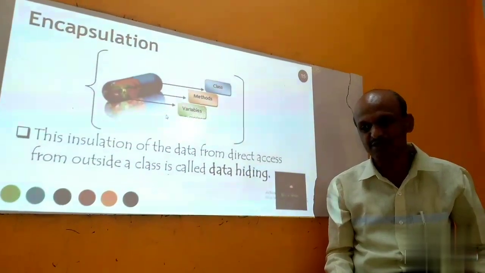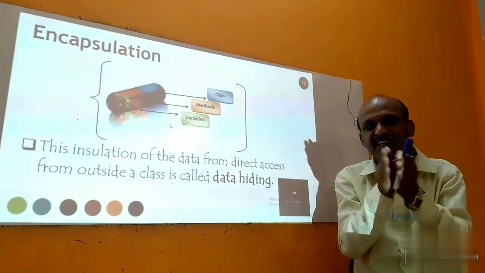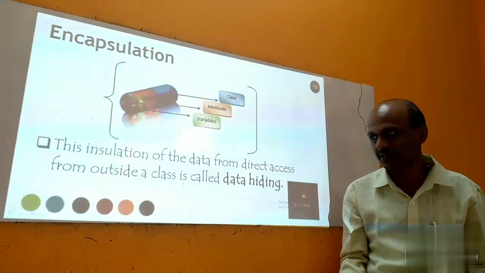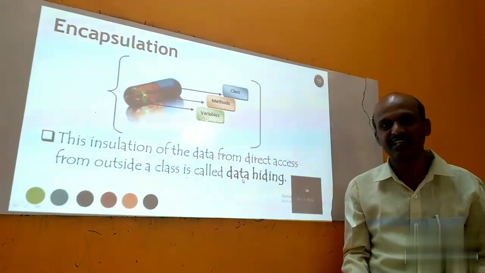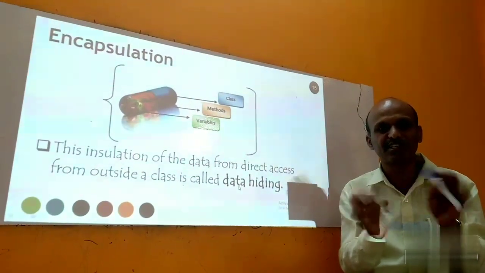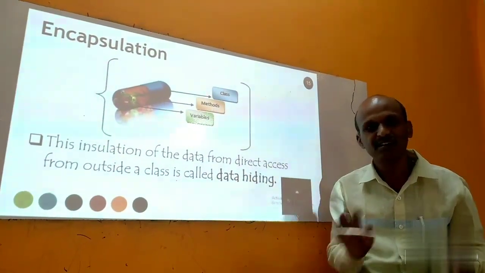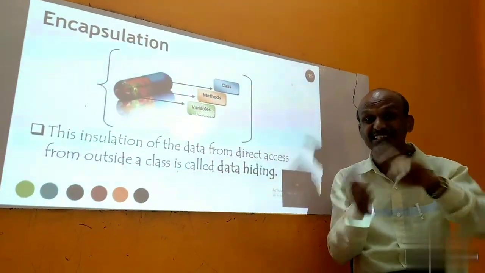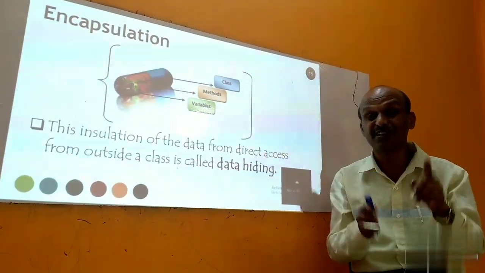But what is encapsulation? It is binding things together, and when there is encapsulation, we will achieve one more concept. That concept is called data hiding. So data hiding and encapsulation are nothing but one and the same thing. But abstraction and encapsulation are different things.